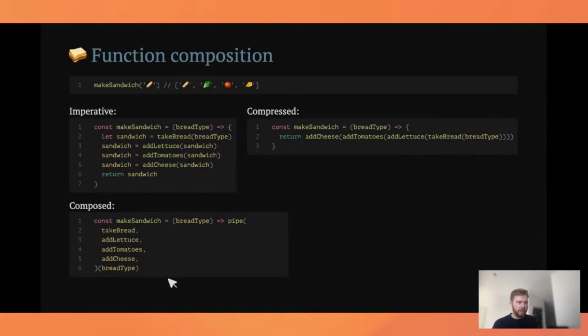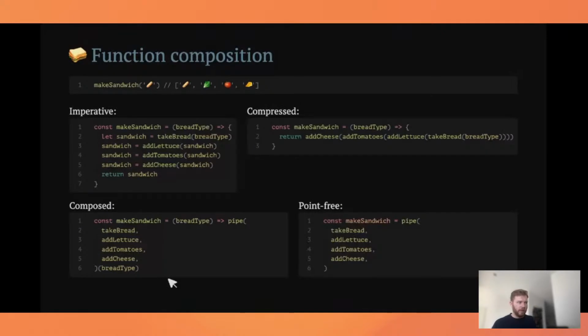We can improve this slightly more by using point-free notation, which again is something that should click somehow. It's something that probably requires some practice, but I think it does exactly the same. So you can still call it like this, like you see here. It has exactly the same outcome, but it's very clean, and it just says basically make sandwich. What it does is take bread, add lettuce, add tomatoes, add cheese. It's very descriptive, declarative.